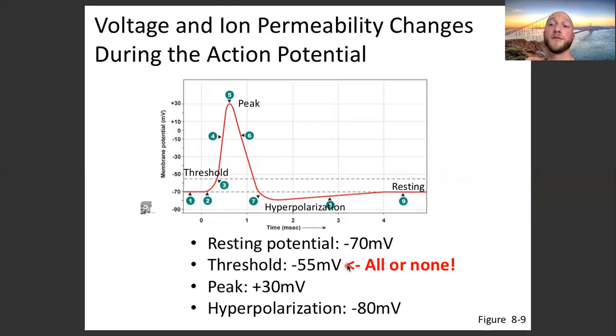It's all or none. I've talked about how action potentials are all or none, and this is why. It's the voltage-gated sodium channels. They either open or they don't. You either get the action potential or you don't. At -55, at the axon hillock, those channels open, bam, you get the action potential. If those voltage-gated sodium channels open, you get an action potential. If they don't open, you don't. It's all or none.